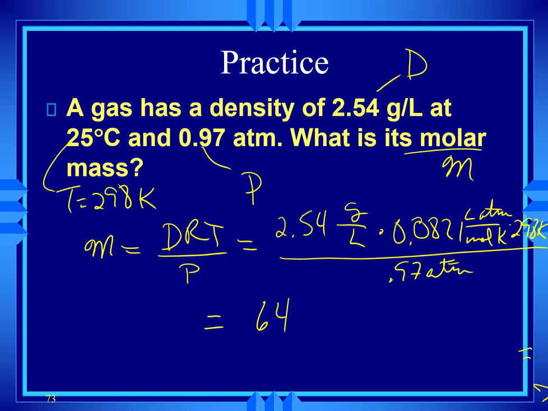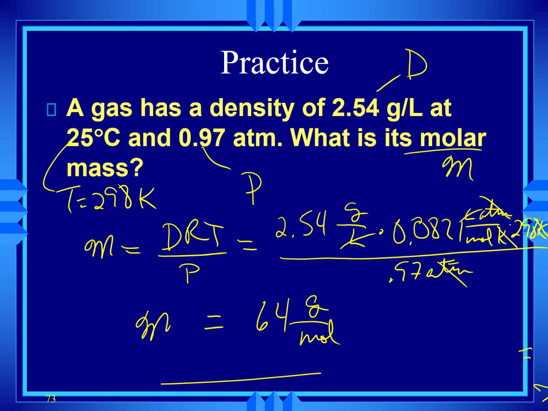And what units? Well, my liters cancel out. My atmospheres cancel out. My kelvins cancel out. And I'm left with grams over moles, which is a molar mass. What could you use this for? Well, we know this isn't oxygen, because if it's oxygen, my answer would have been 32. So from the density of a gas, it's a big help in identifying what gas it is.